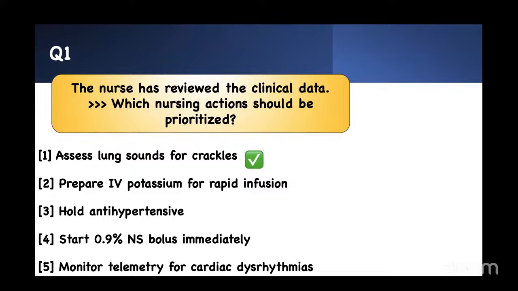You should hold all antihypertensive, right? That is acceptable. This is what the nurse should prioritize. Will you give this patient fluid? Already had 800, and the patient is having shortness of breath. Even though it's hypertensive, you have to make sure you verify this patient is not fluid overloaded.